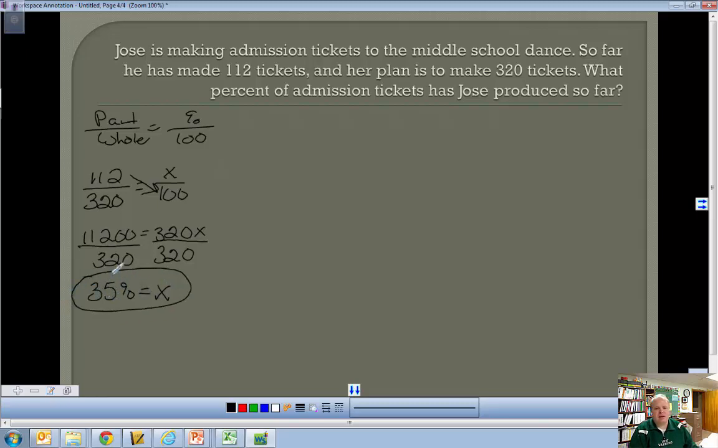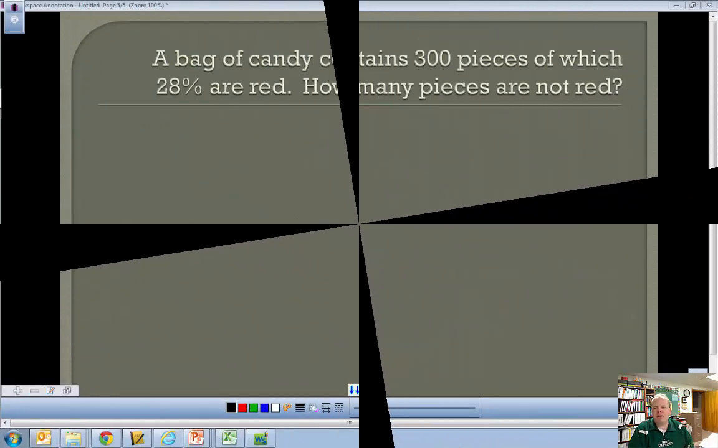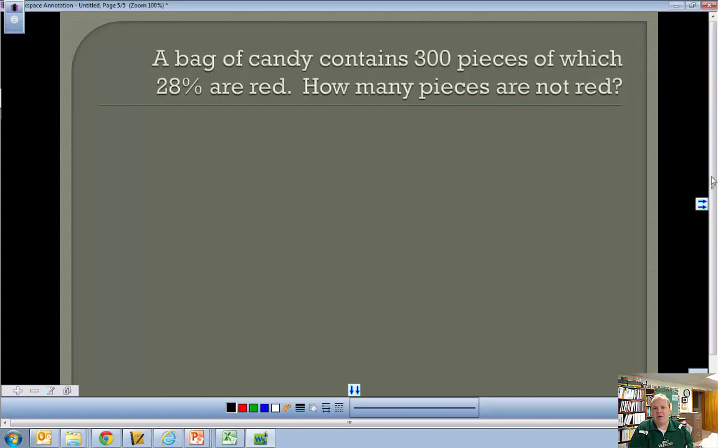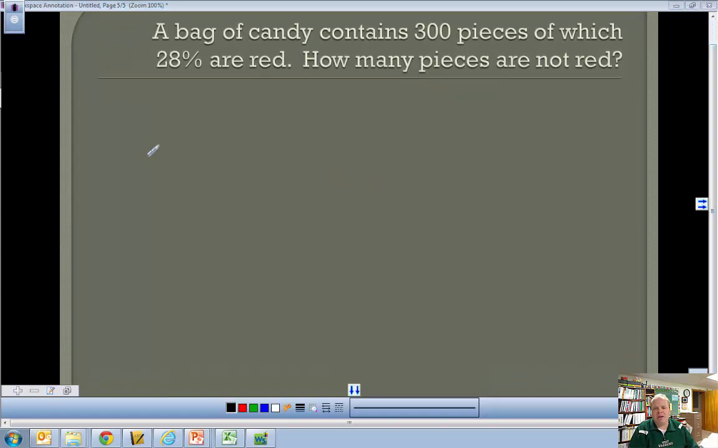Now, these first two are pretty easy. The last one's going to be just as easy. It's following this pattern on how to set it up. If you can set this up, you can do this without a problem. Let's look at the last problem. This one is going to be a lot about reading the problem. So let's start with our formula that we're going to be using, our proportion. Part over a whole equals percent over 100. And I'm going to set it up.